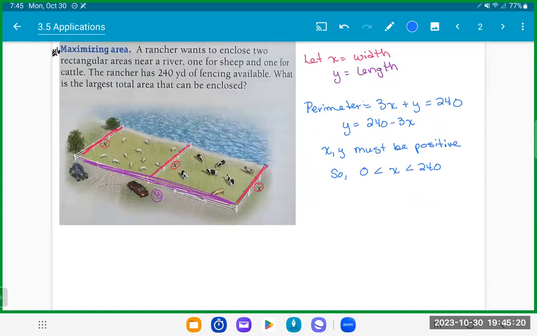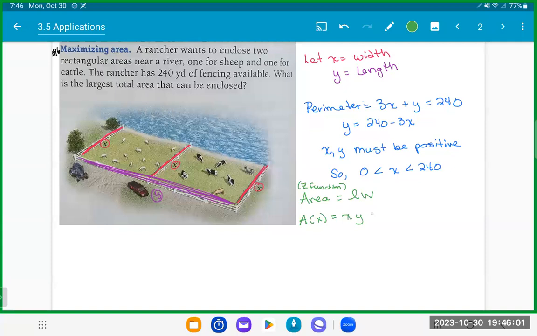So this problem was asking us to maximize the area. Okay, so what is area? Area is really another equation. Think of this as our z function from the previous example, right? So our area is equal to our length times our width. So in this case, we would say that our area formula is x times y, length times width, right?